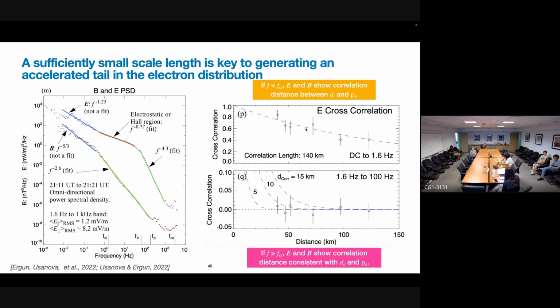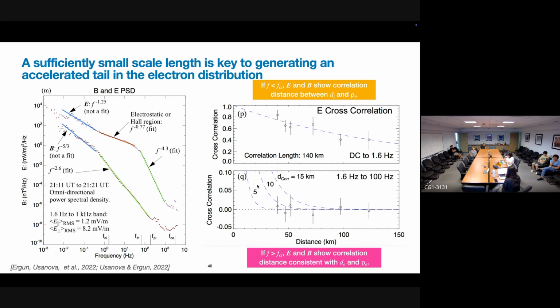Just long story short, when the frequency of the fluctuation of the fields is small, we can show the correlation length or the scale length of the fields is at the ion scale. But for a higher frequency, the length scale sharply decreases to the electron scale.